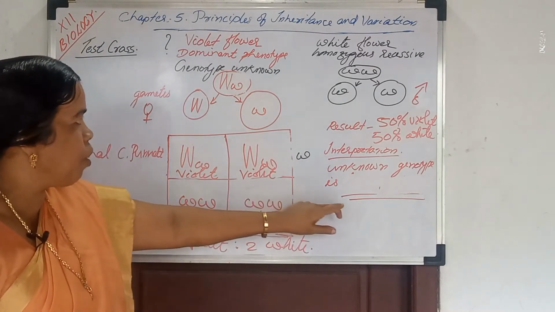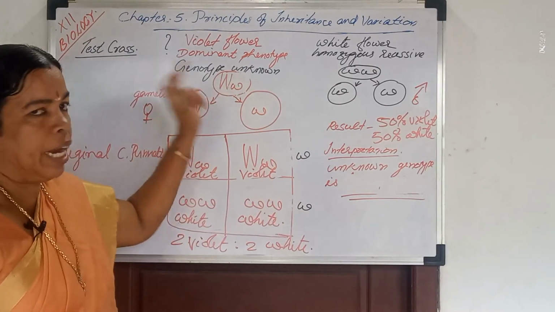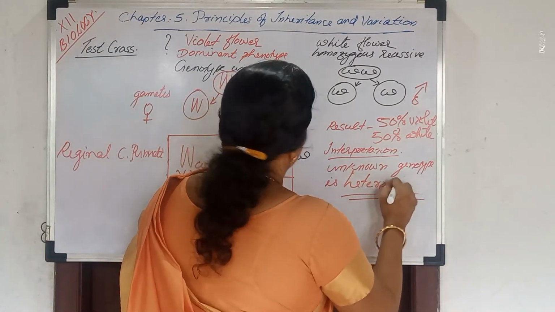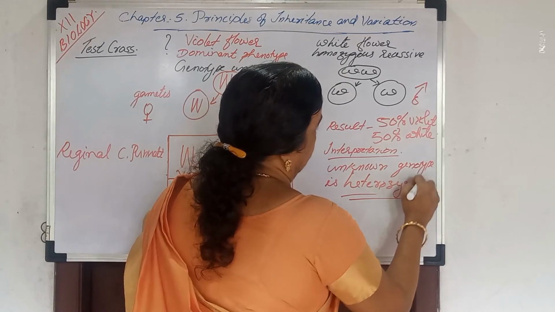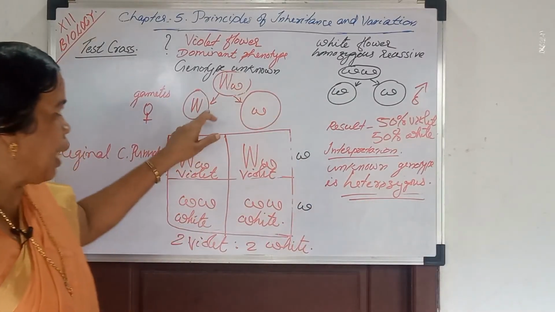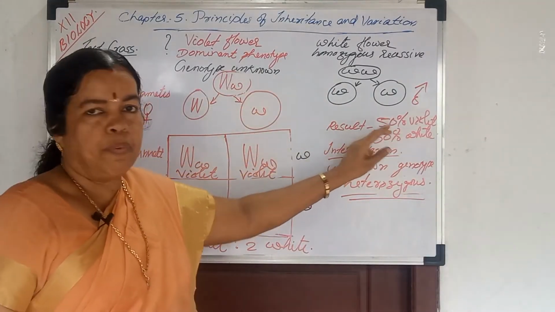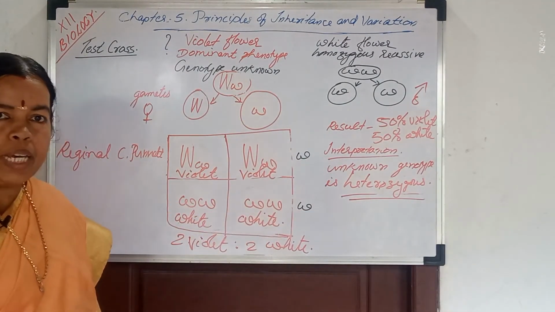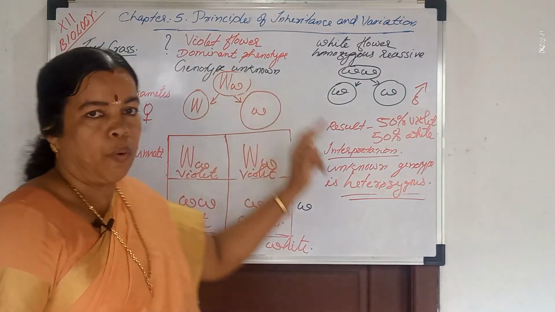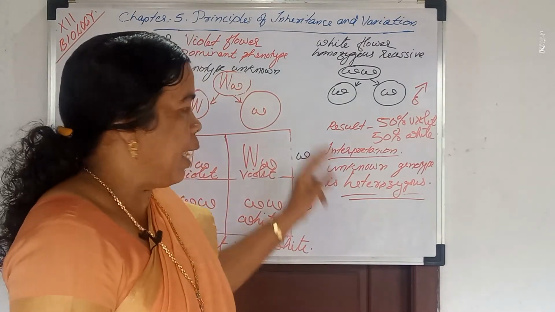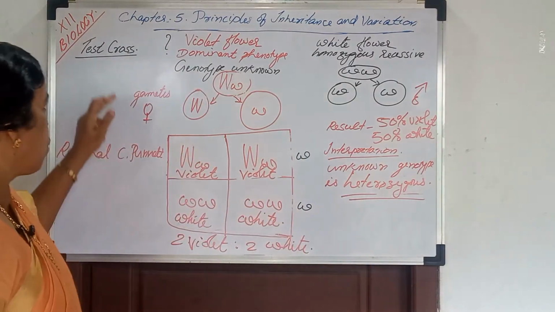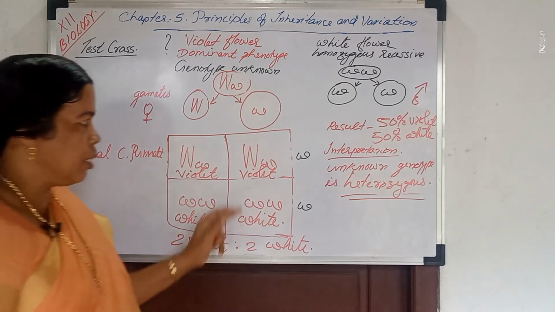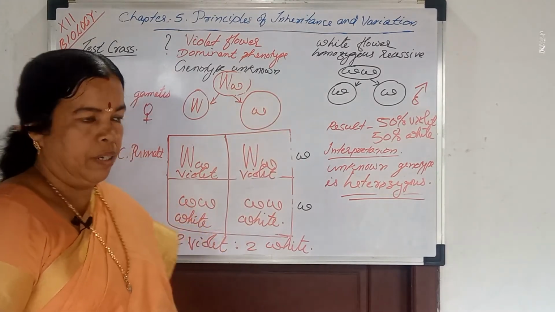So what is the interpretation or conclusion? Genotype is heterozygous. So if the genotype is heterozygous, we get the result 50% violet and 50% white flowers. So in this way, we can find out the genotype of an organism by crossing it with the recessive parent. That cross is called a test cross. Here we consider the pea plant. Any organism, we can find out the genotype in this way.